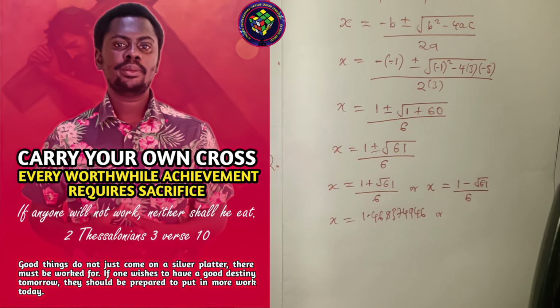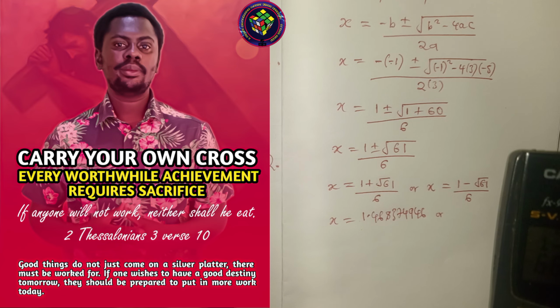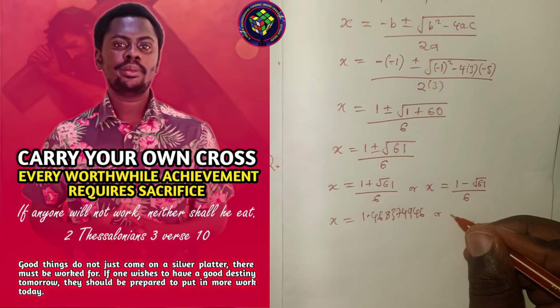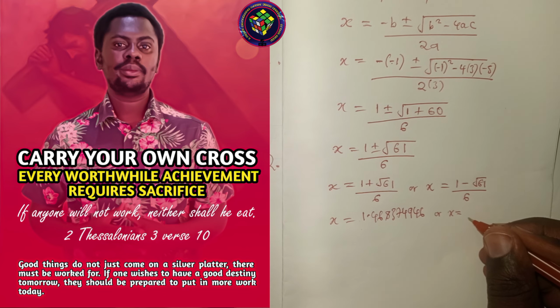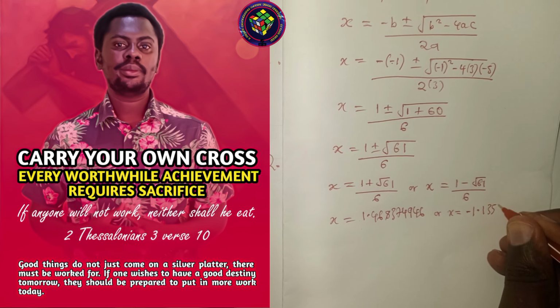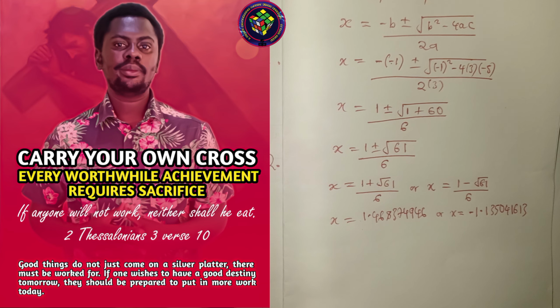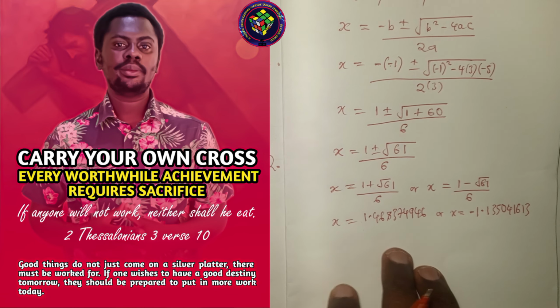Or we have 1 minus the square root of 61. Again, take the answer and divide by 6. So you get x is equal to minus 1.135041613. Then we are told that we round off to 2 decimal places.